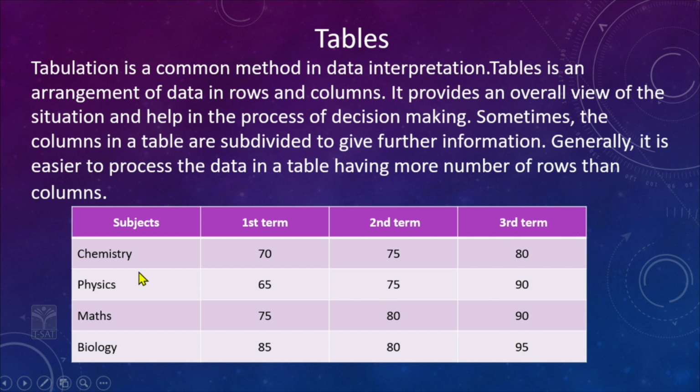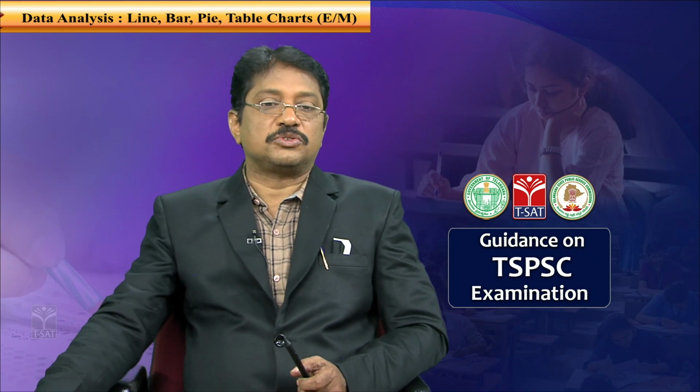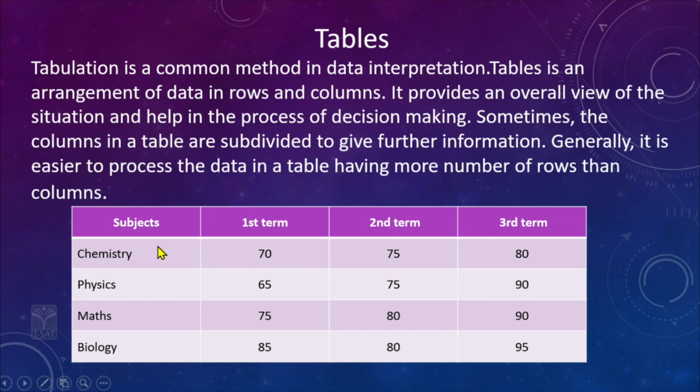So, here there is an improvement in the subject chemistry from first term to third term. A consistent improvement is there. When you come to physics also, 65, 75 and 90. So, here there is an increase of 5, here an increase of 5. So, consistent increasing. Here increase 10, here increase 15, correct. So, it is 75, 80, 90, 85, 80. So, there is a decrease here, but there is an increase. So, a question may come: in which subject did the consistent increase occur? Chemistry. So, a table gives most of the information.